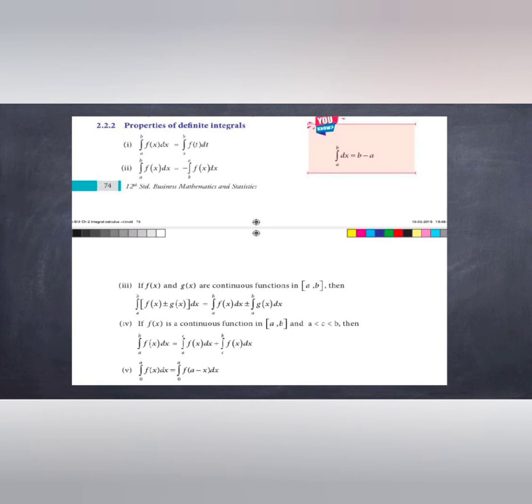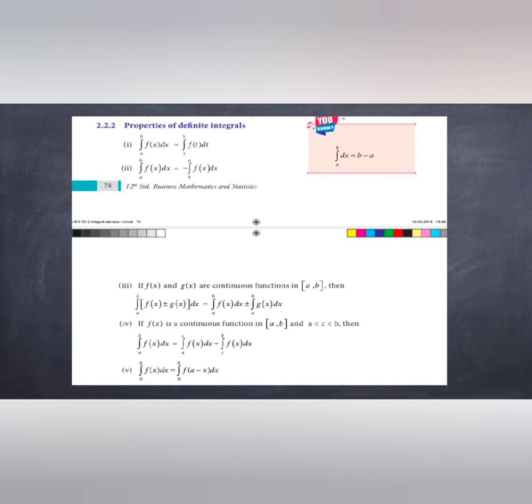Then if f of x and g of x are continuous functions in the closed interval a comma b, then integral a to b of f of x plus or minus g of x, kept together in a bracket, you can split it and write it as integral a to b f of x dx plus or minus integral a to b g of x dx. Fourth one, if f of x is a continuous function in the closed interval a comma b, there exists a point c such that integral a to b f of x dx can be written as integral a to c f of x dx plus integral c to b f of x dx.